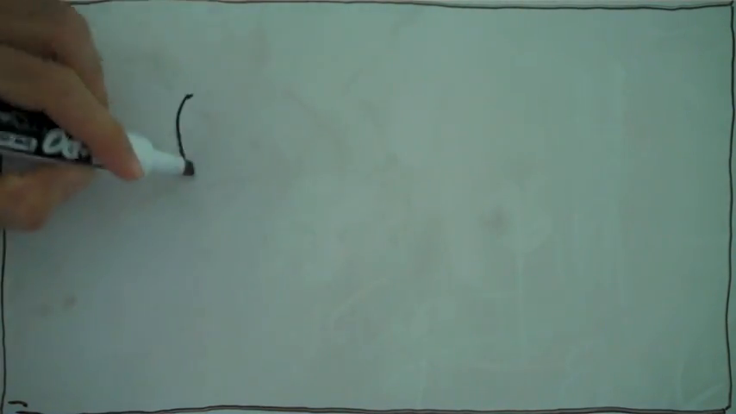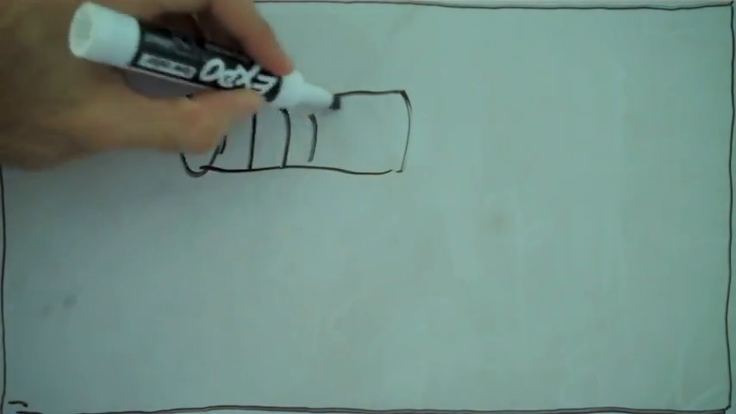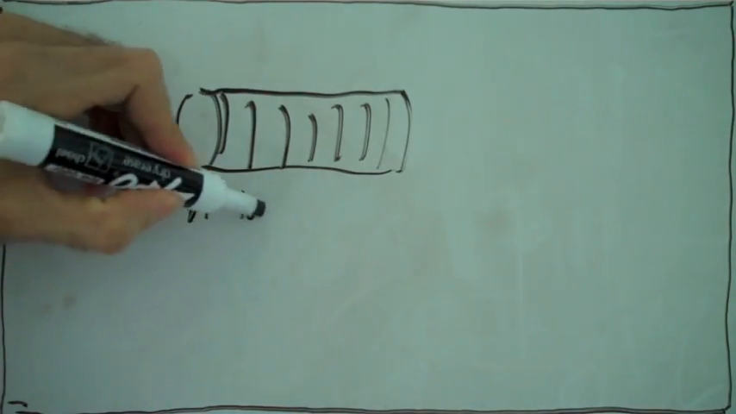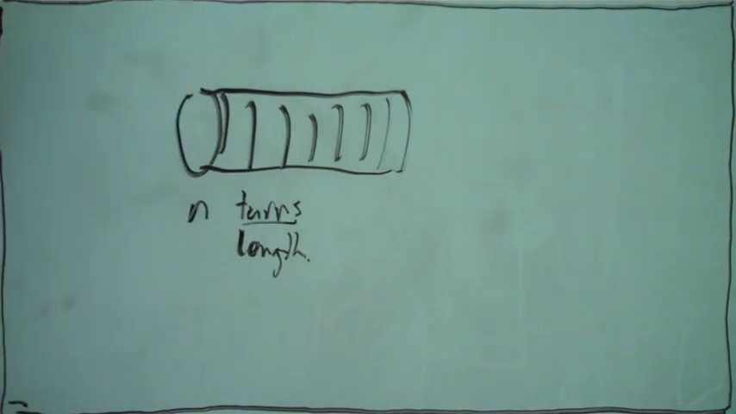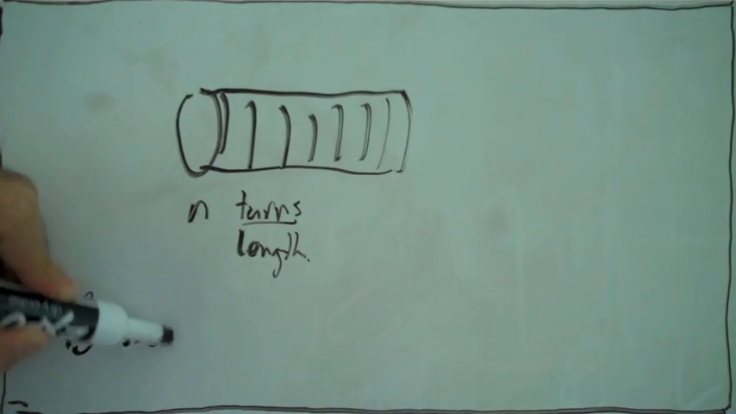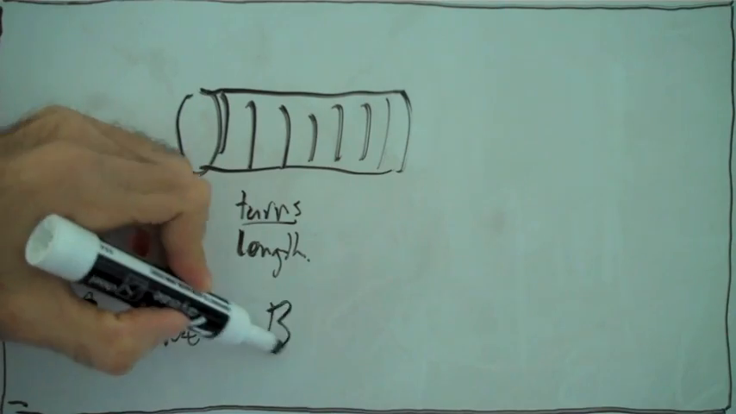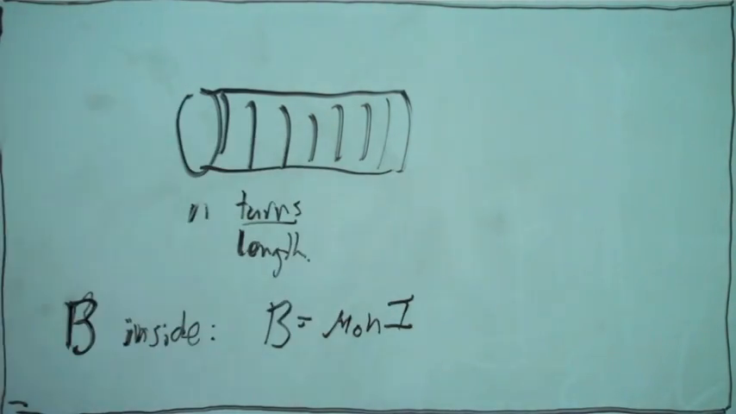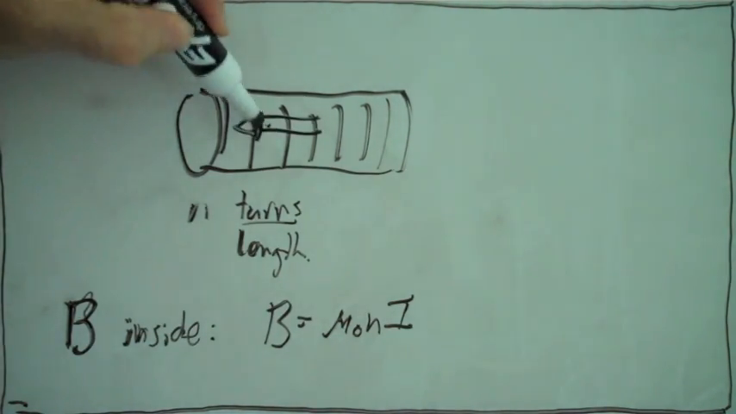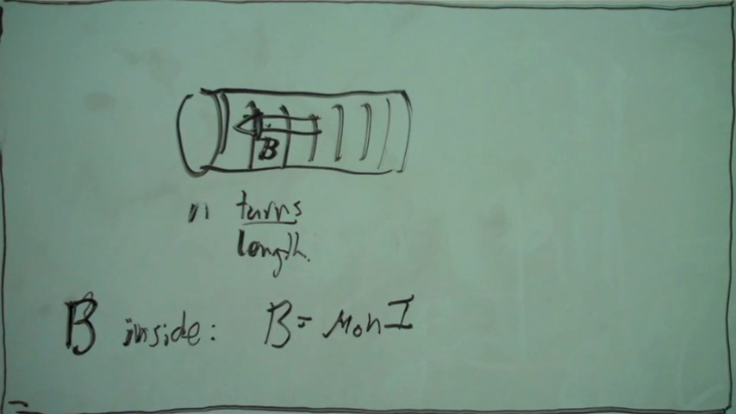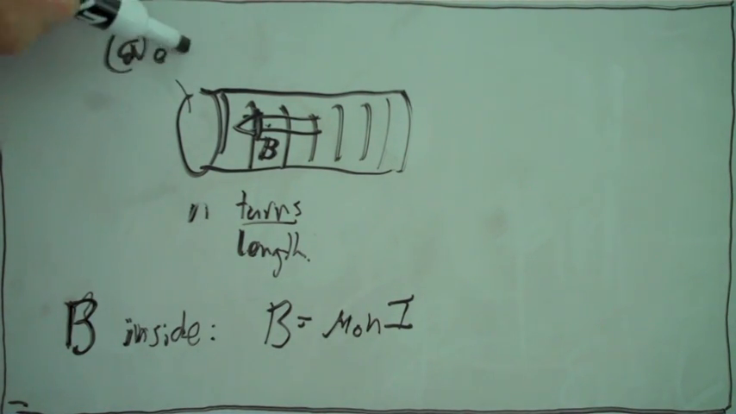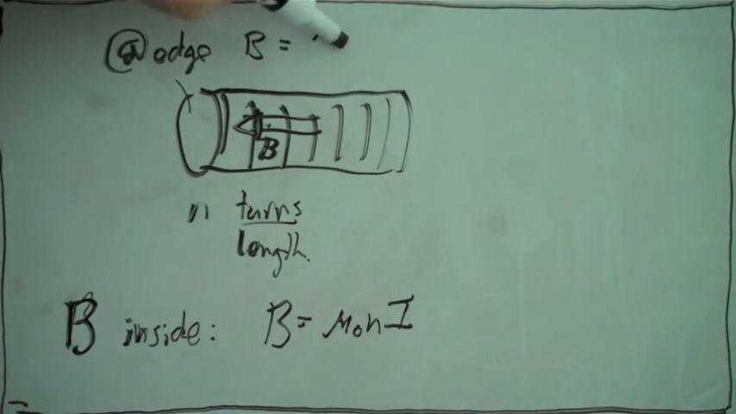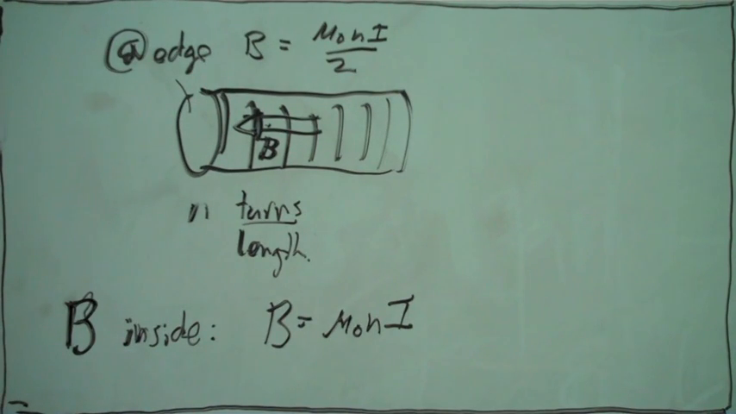So in this problem we have this solenoid, and we know the number of turns per unit length. Because we know the number of turns per unit length, we know the magnetic field inside the solenoid at the center of the solenoid. It's given by this equation. But they tell us that at the edge of the solenoid, the magnetic field is half as big. So we divide by 2. So that's the value of the magnetic field at the edge of the solenoid.